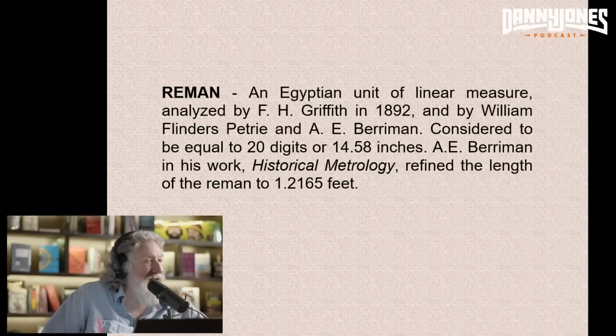1.2165. So if you take this calculator, Danny, put in 1.2165, now that'll be in feet. That's the length of the remen. Now this is an ancient Egyptian unit of measurement, the remen. It's a little bit longer than our foot, right?